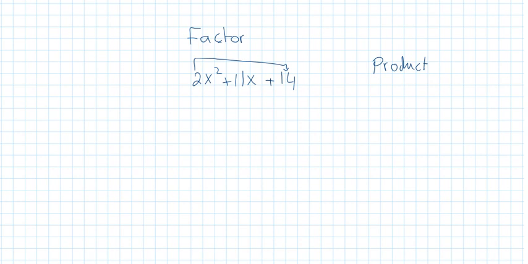3 and 8. And add, what's my sum? 11. So what changes here is that your product is not C anymore. Your product is A times C. Okay? So what multiplies to 28? 4 and 7. And does it add to 11?